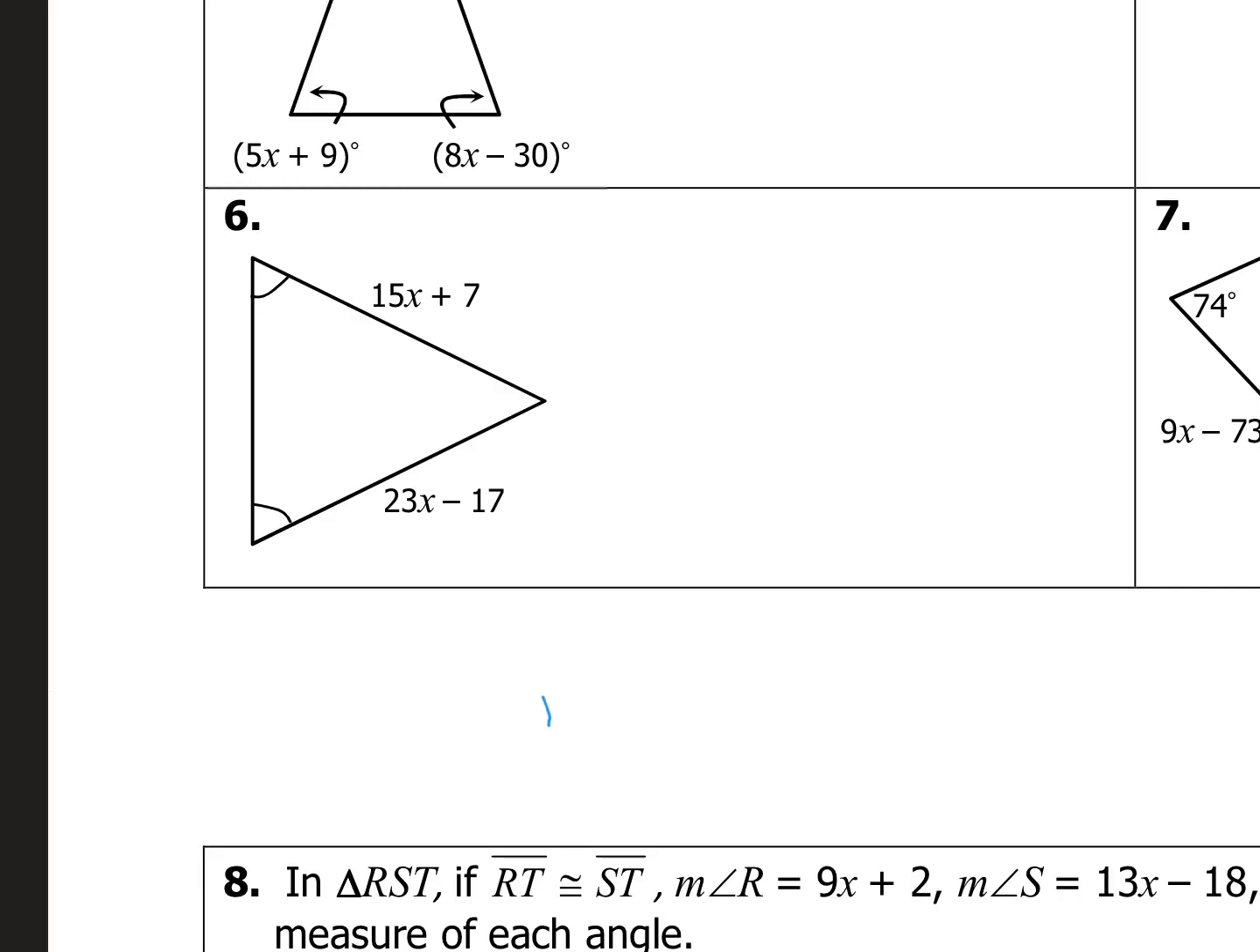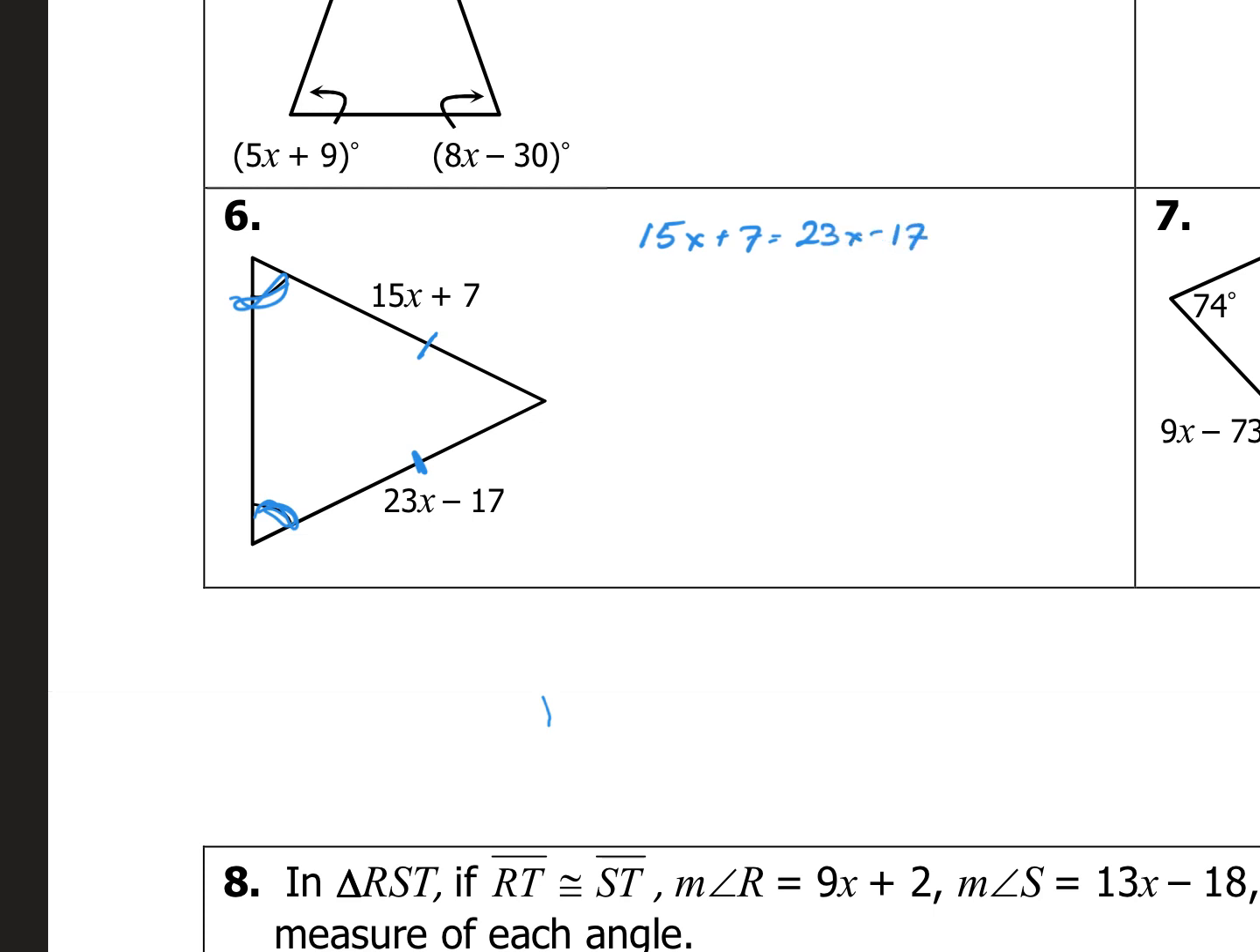Okay, so number 6 uses the same concept. This one is telling you that the angles match, which means the legs have to match. So that means these legs have to be equal. So again, we're going to set it up: 15x plus 7 equals your 23x minus 17.